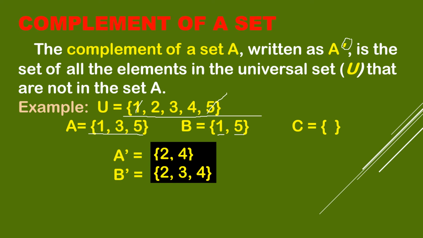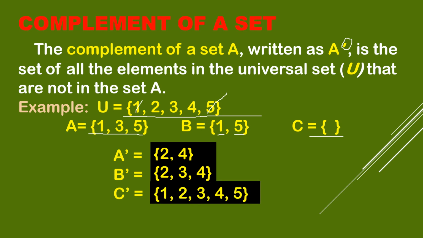Nakuha? Now, let's have C prime. Ano bang elements ni C? It's an empty set. So, wala naman tayong matatanggal doon sa universal because it's an empty set. So, therefore, ano ang natira kay universal? As is ang elements ni universal. Therefore, our answer for C prime is 1, 2, 3, 4, and 5. Did you get it?